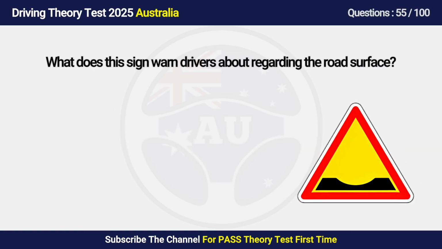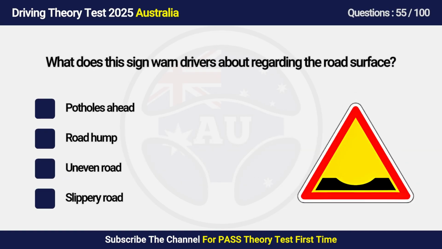Question 55. What does this sign warn drivers about regarding the road surface? A. Potholes ahead. B. Road hump. C. Uneven road. D. Slippery road.